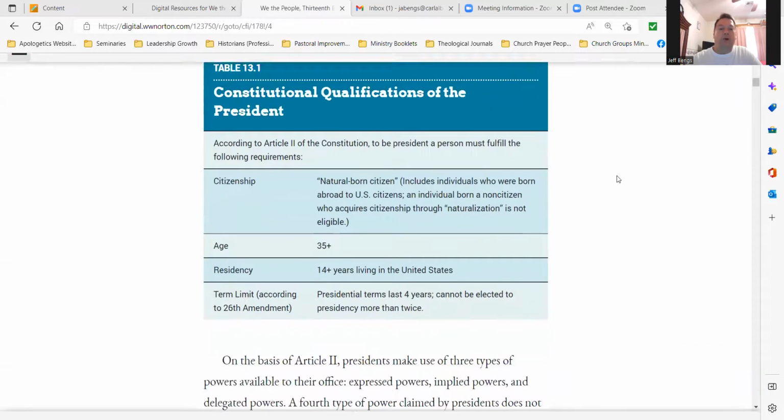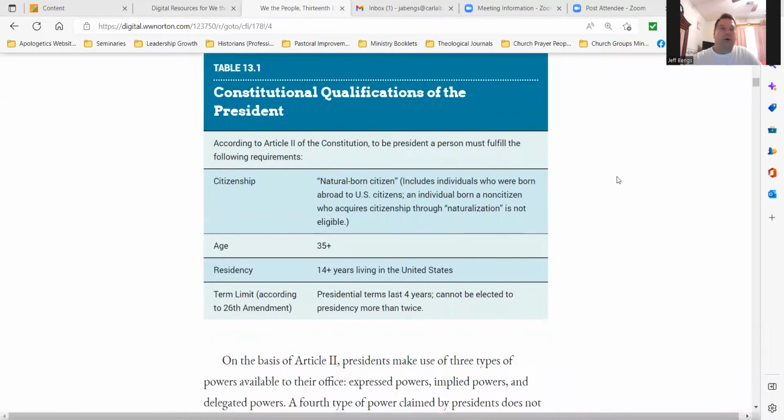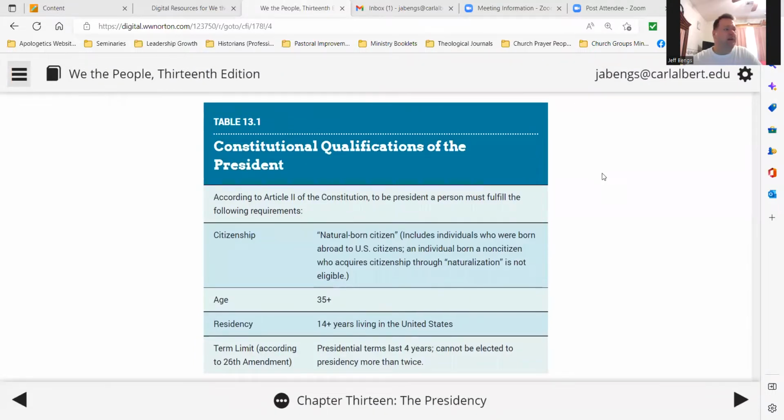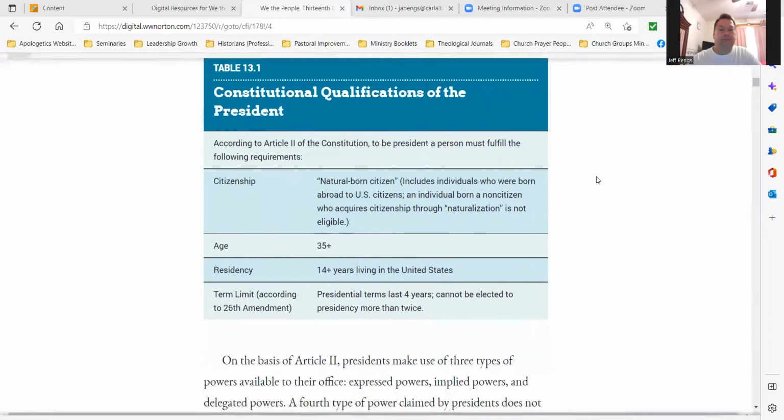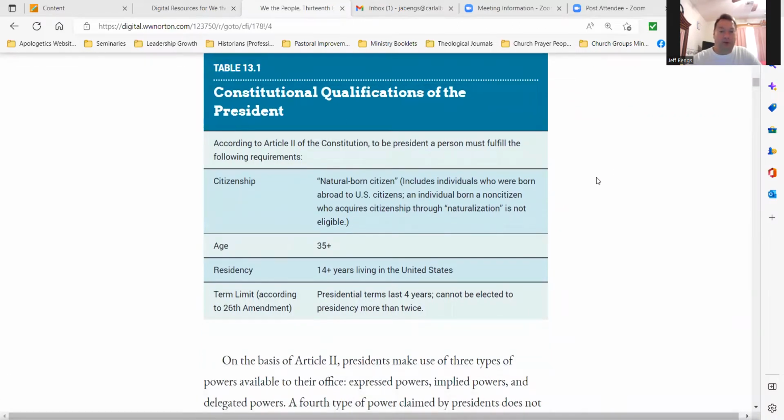I'm only aware of one president whose birthplace was a major issue, and that was Obama. Obama was born in Hawaii, but many people felt he was born in Nigeria or Kenya, because his dad was Nigerian or Kenyan. I can't remember which one it was.